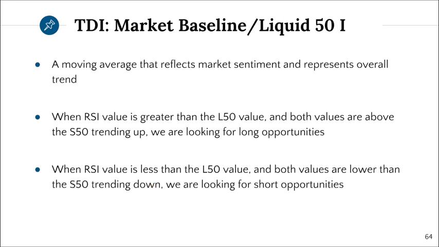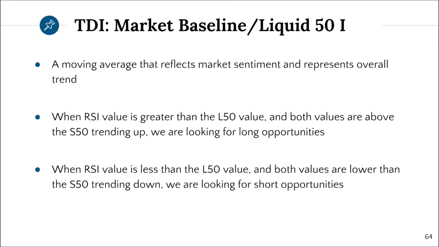Next, we're going to talk about the market baseline, or the liquid 50. This is a moving average that reflects market sentiment and dictates overall trend. When we're looking at a chart and we're analyzing it every day, the first thing that I'm looking at is what zone is that liquid 50 in? Is it telling me that we should be going long, buying it, or should we be going short?